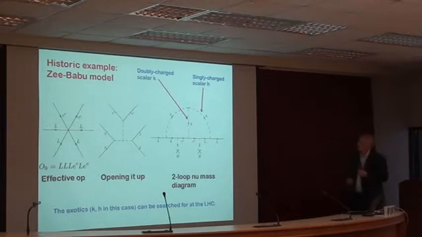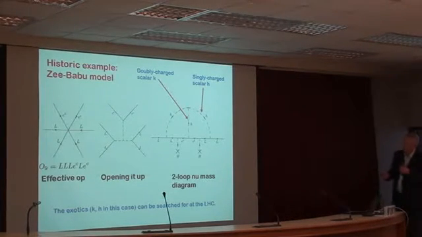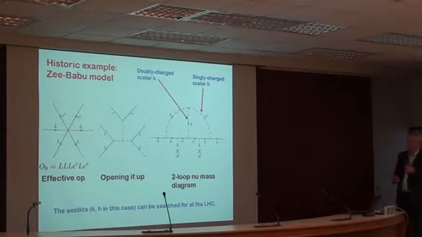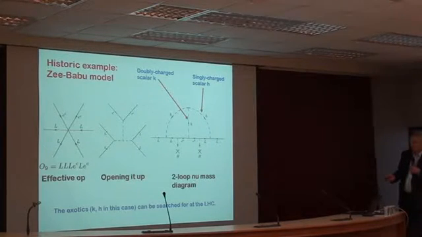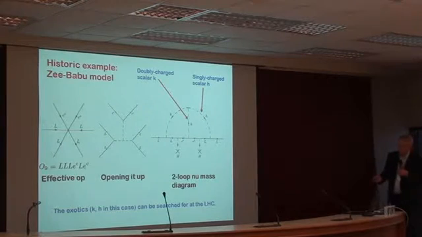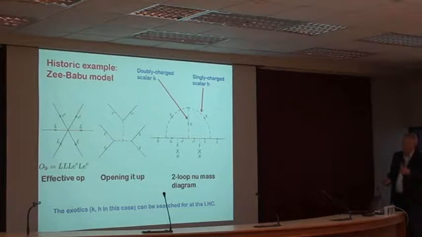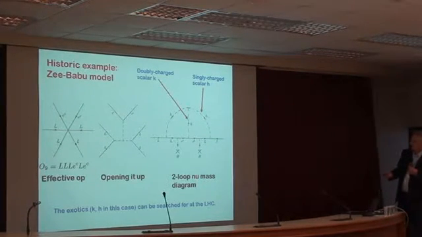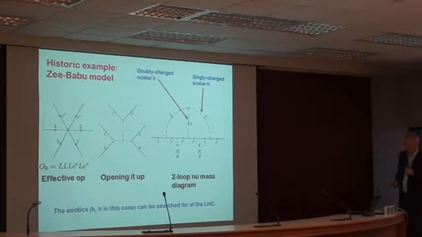Okay. So let me give you a historical example. This is something called the Zee-Babu model. So again, it wasn't constructed this way, but you can think of it, reinterpret it like this. There's a certain effective operator. There's a classification scheme where this is actually given a name. Its name is O9. It contains 4 lepton doublets and 2 right-handed charged leptons. So this is a delta L equals 2 gauge invariant effective operator. If you just had this effective operator, you would have this sort of contact interaction in your effective field theory.